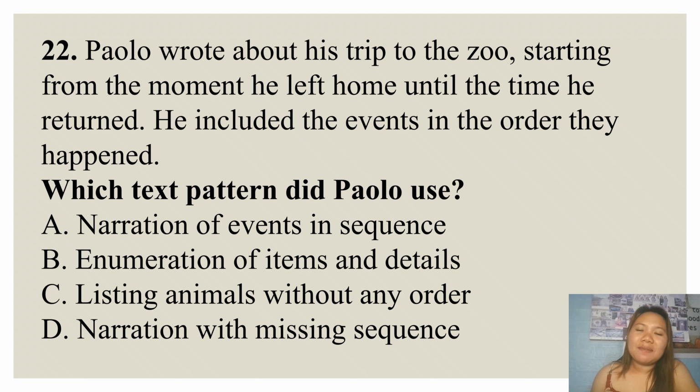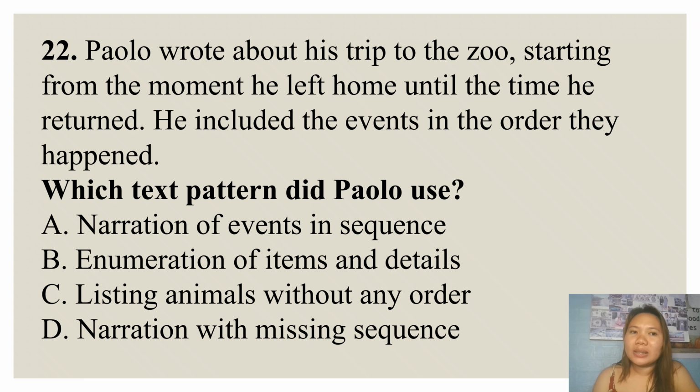He included the events in the order they happened. Which text pattern did Paolo use? A. Narration of events in sequence. B. Enumeration of items and details. C. Listing animals without any order. D. Narration with missing sequence.